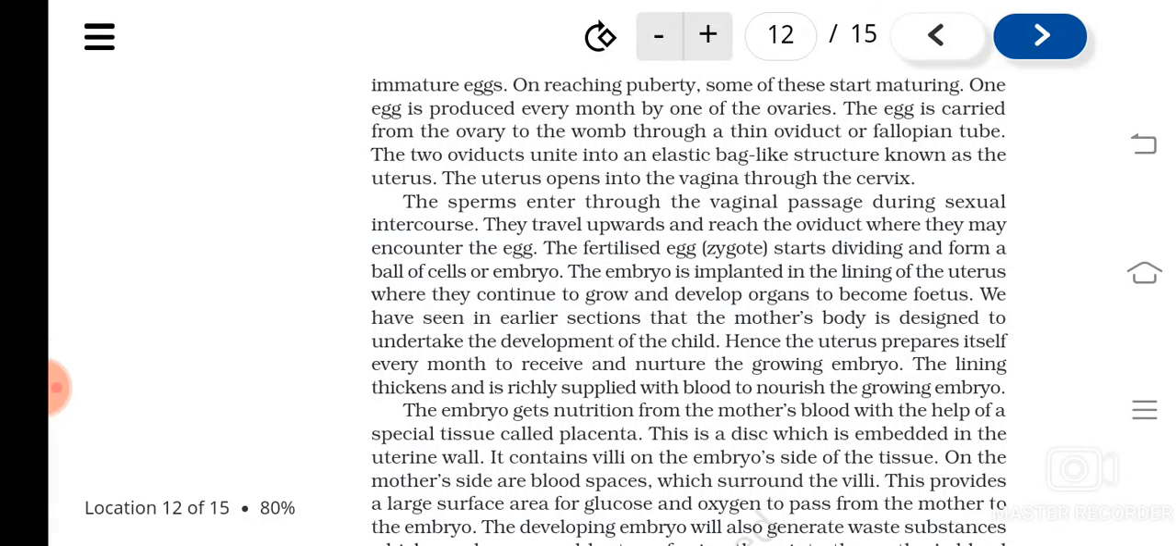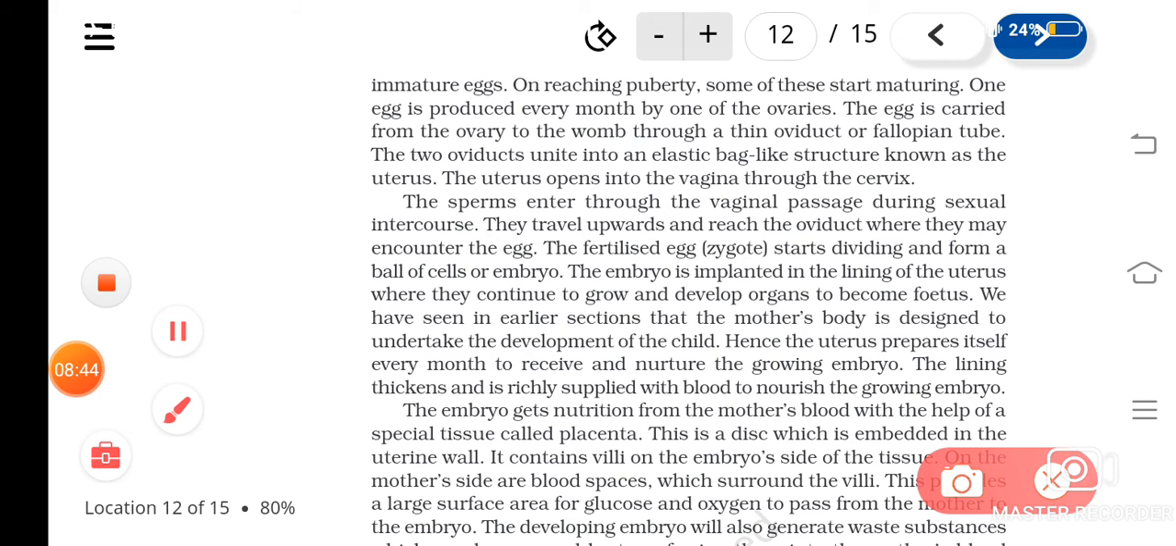Then the fertilized egg starts its division, understood, and forms a ball of cells or mass of cells. This is known as the embryo, and this embryo will be implanted in the lining of the uterus. What is ovulation? The process of release of ovum from the ovaries is called what? Ovulation. Clear?